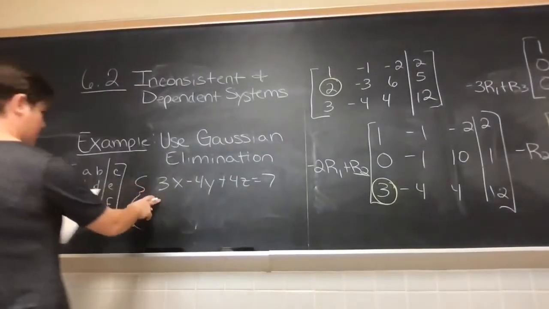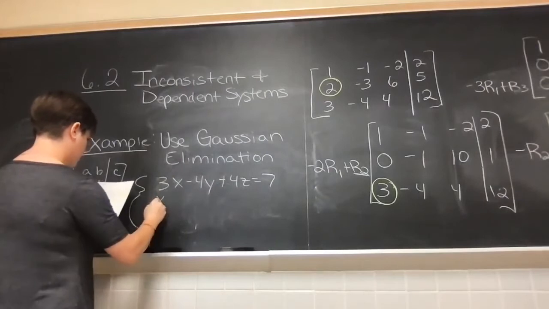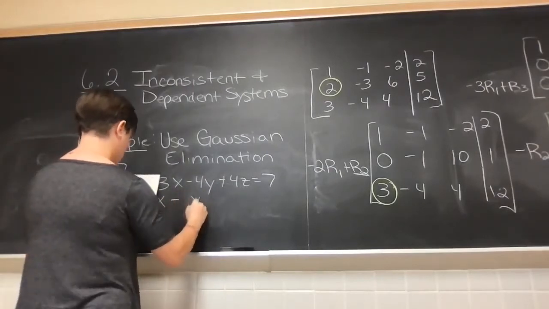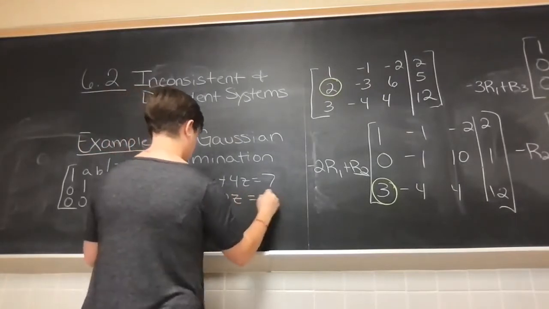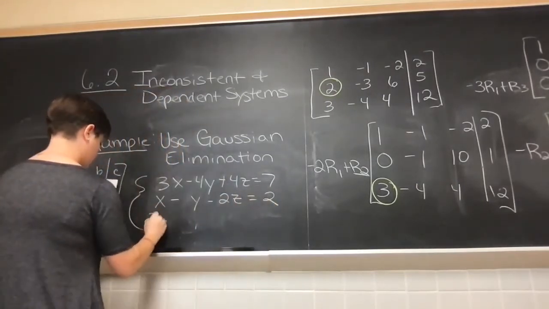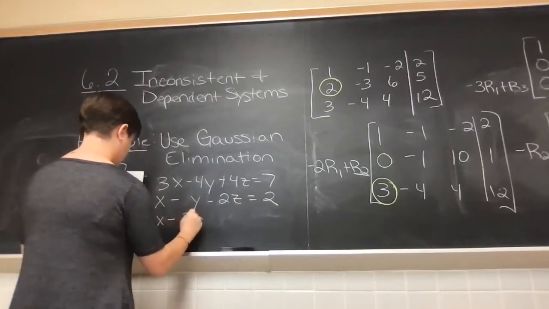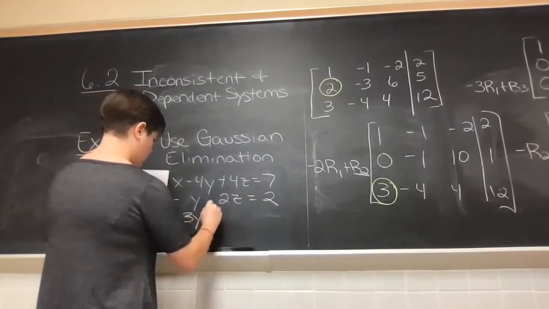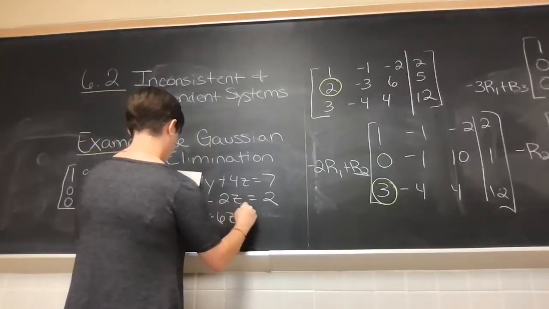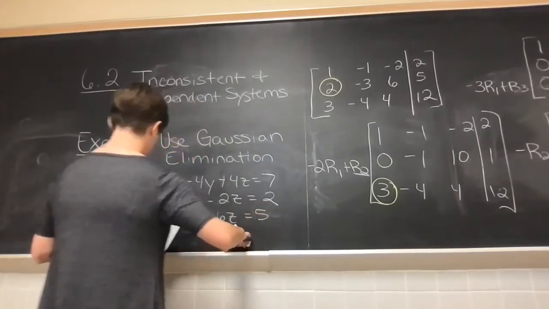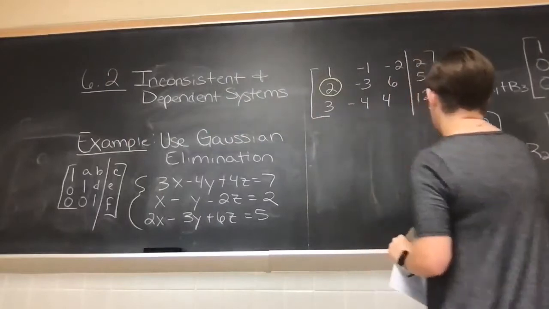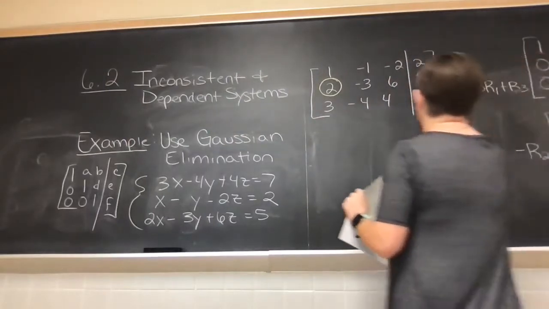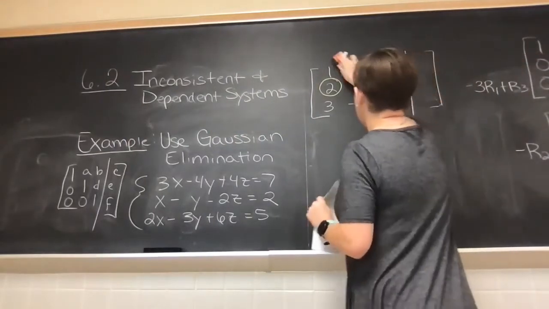I'm starting my new system of equations. As I told you, today is really just about working examples to see the inconsistent and the dependent systems. It also gives you a lot of practice of using Gaussian elimination, which is good. So there's our new system. I'll let you copy that down while I erase the board.